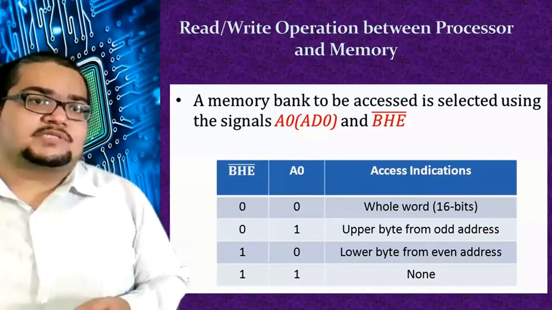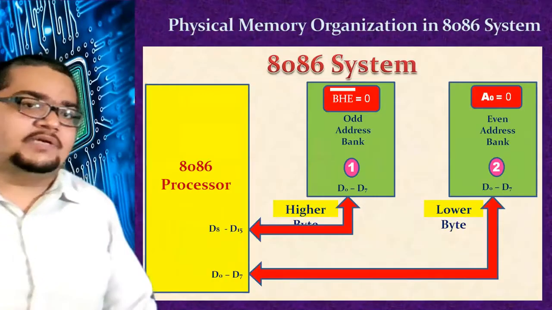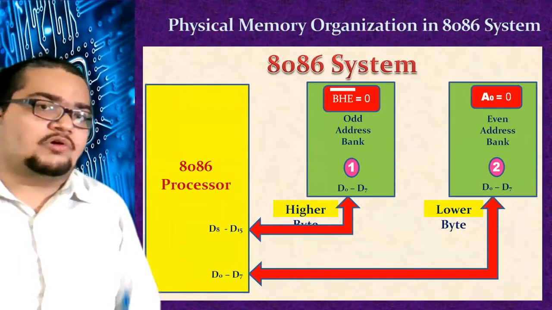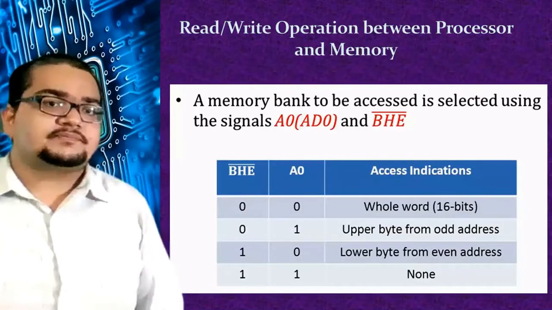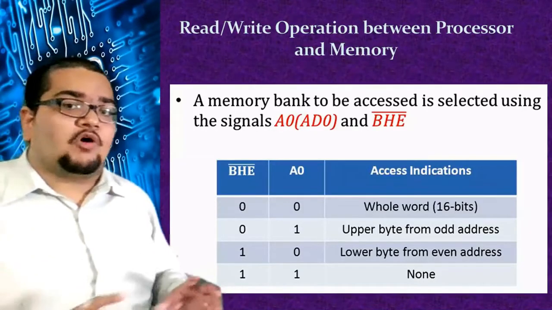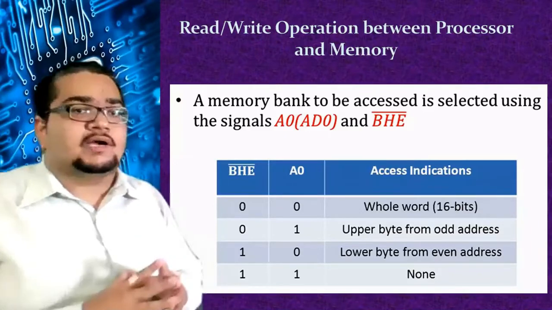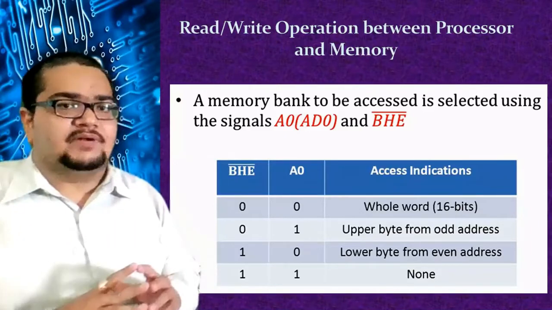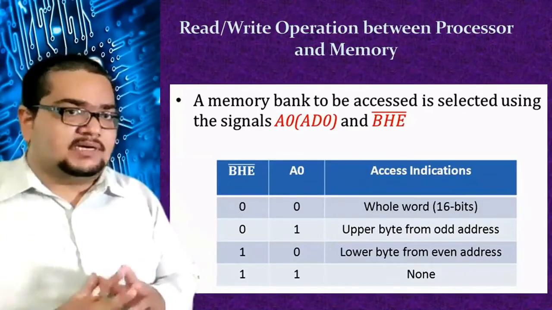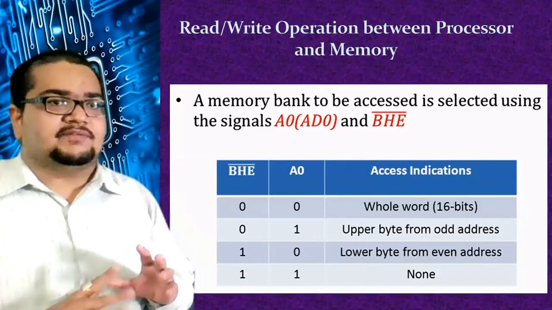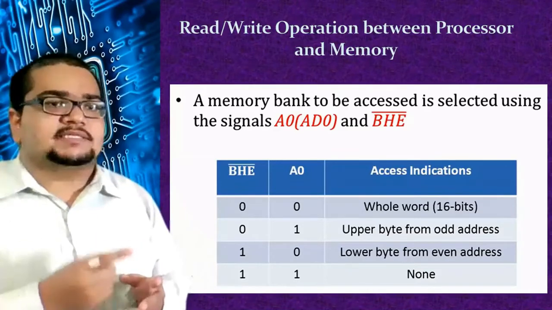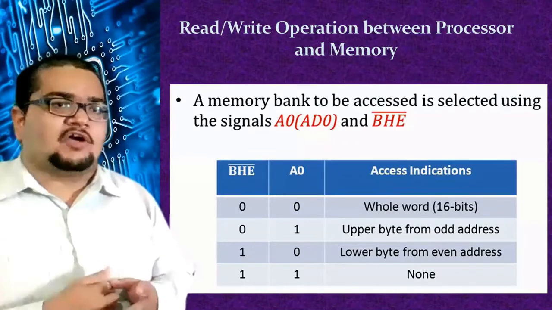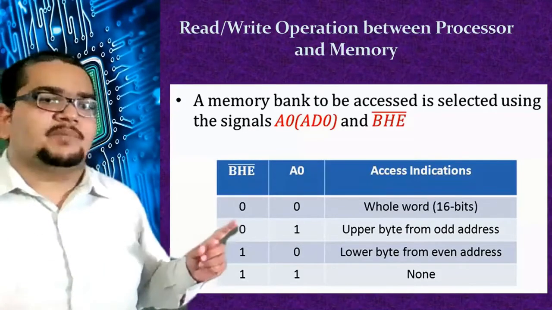Now you check by yourself in the previous diagram that D8 to D15 are connected to our odd bank or higher address bank. Coming back to this, 0, 1: upper byte of odd addresses. Upper byte from the odd addresses, the odd bank of the memory is activated and the even bank is deactivated, not selected. So the odd bank is activated and the data lines D8 to D15 are connected with that memory chip, and you are accessing the upper byte of the data from that odd bank of memory. That is for the second combination, 0 and 1.